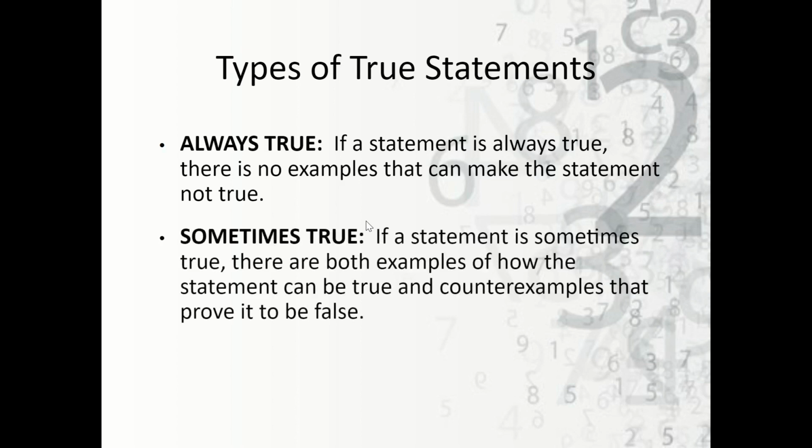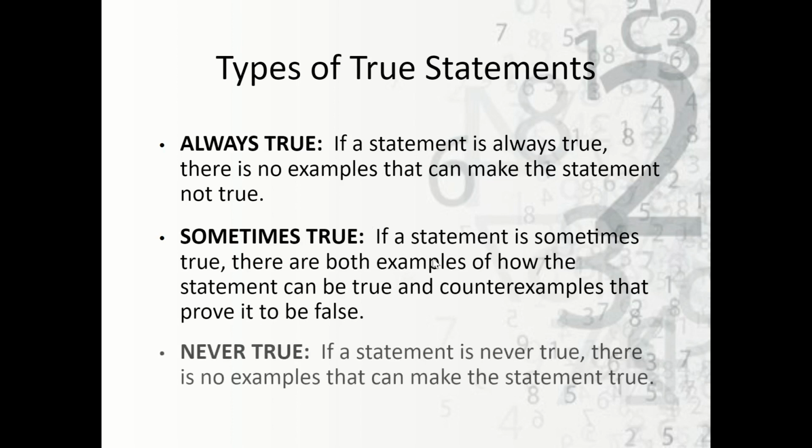Sometimes true means that there are examples of it being true and examples of it not being true. So we can provide examples on both sides. And then never true means that there are no examples when this ever happens.